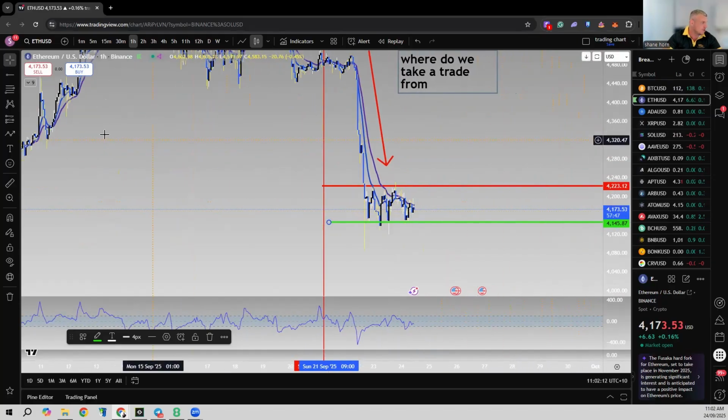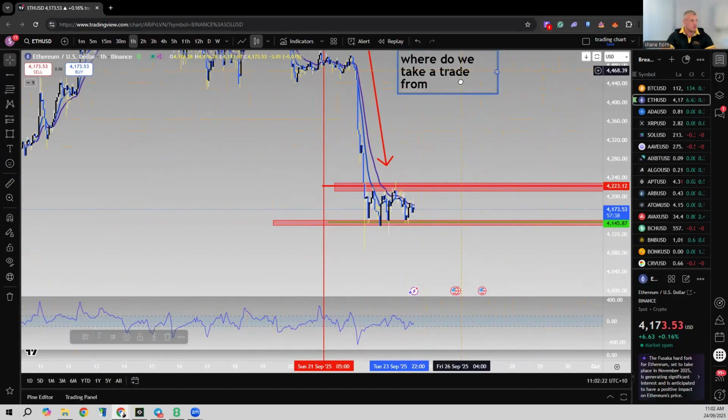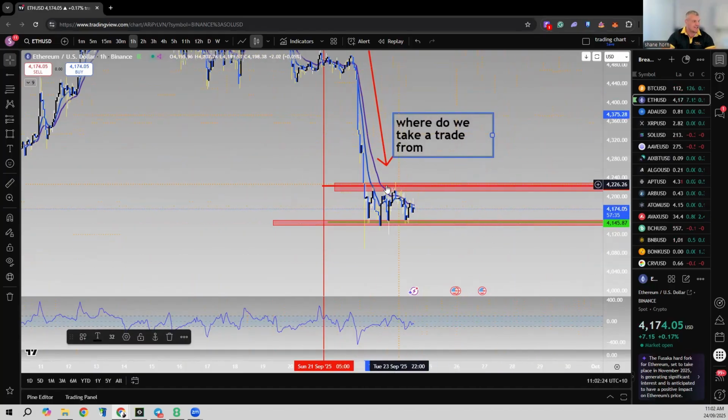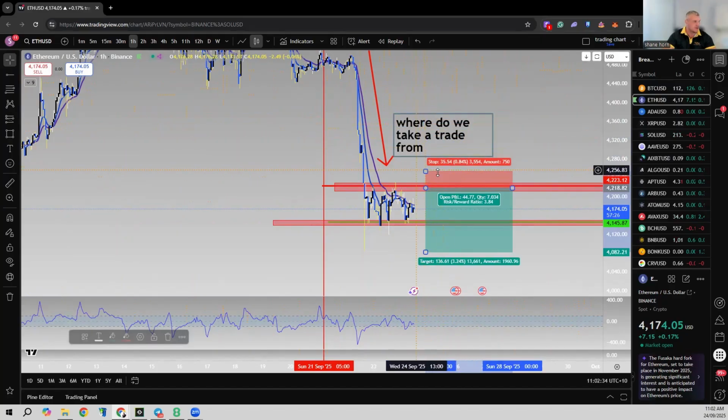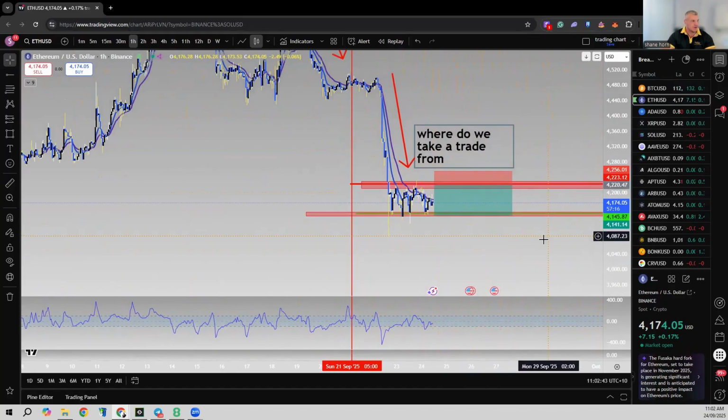Now, this is all I can do, right? So I'll zone these here and here. So where do I take a trade from? I'm trying to get as high as possible in this zone. So what I want to do is chuck a short trade in here, okay? And take my profits down here. So that's all I can do. Now my entry is secured.